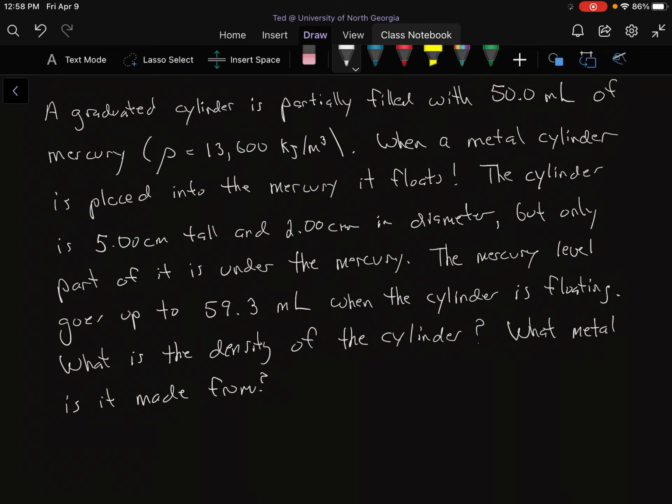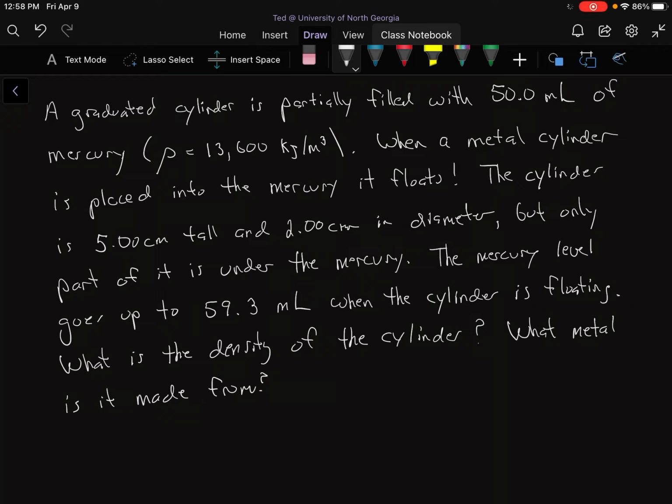Here's another problem dealing with buoyancy. A graduated cylinder is partially filled with 50 milliliters of mercury. Mercury has a density of 13,600 kilograms per meter cubed. By the way, that's a lot. Mercury is a very dense liquid. It's actually denser than most other metals.